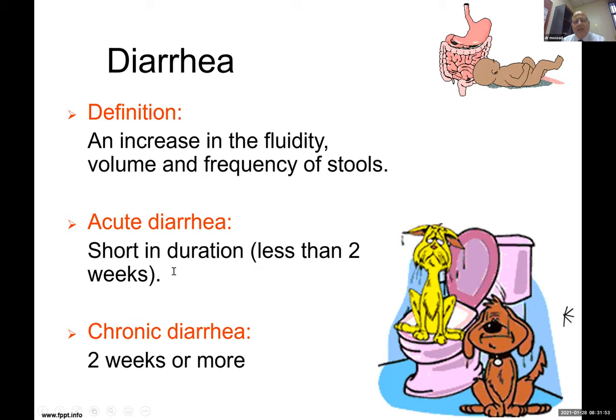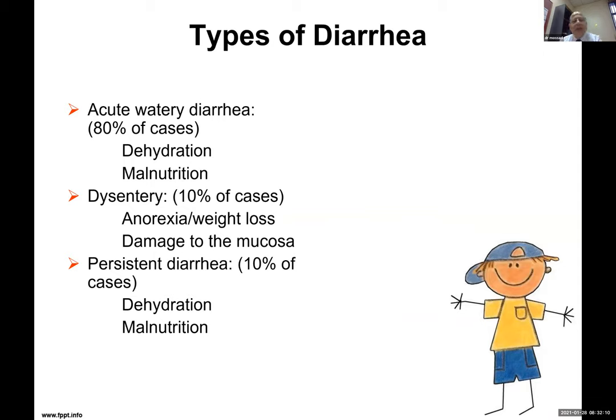But also acute diarrhea, yes, it may not be so serious, infective or non-infective, but the most important thing here is the dehydration which can occur with acute diarrhea. Types of diarrhea: it may be acute watery diarrhea, okay, which can be accompanied by dehydration and malnutrition. It can be dysentery, okay, accompanied by anorexia, weight loss, damage to the mucosa. It may be persistent, I mean resistant, between 2 to 3 weeks, okay. It can be accompanied by dehydration and malnutrition. So we have acute watery, we have dysentery.